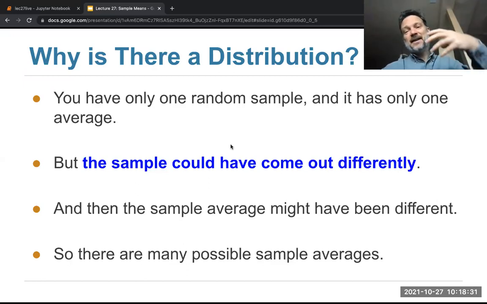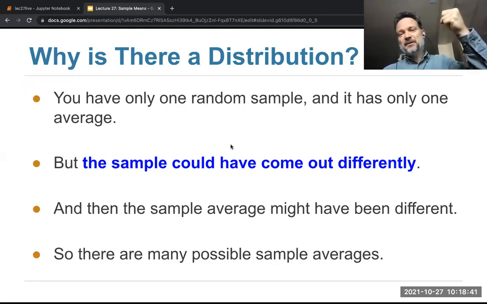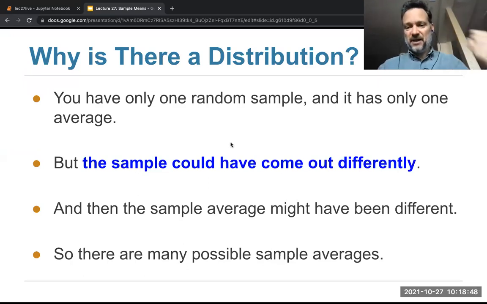Another way to think about that is to imagine before you've drawn the random sample, I'm about to draw the random sample, but I haven't yet. Then there are many possibilities for how that random sample could turn out, and so many possibilities for what the sample average could be. And that's why there's a distribution. There's a distribution of what those possibilities could be. And the central limit theorem talks about that distribution, those possibilities for the sample average.